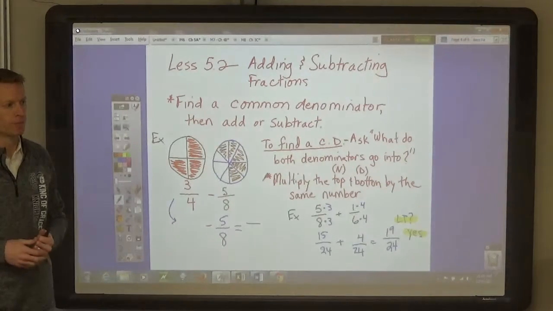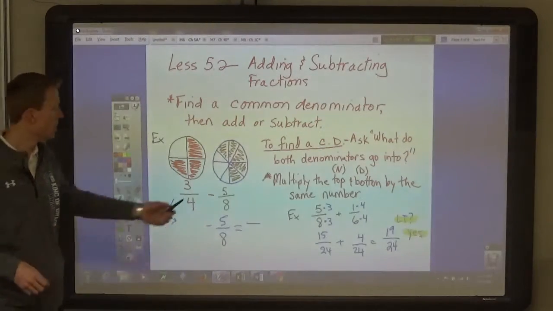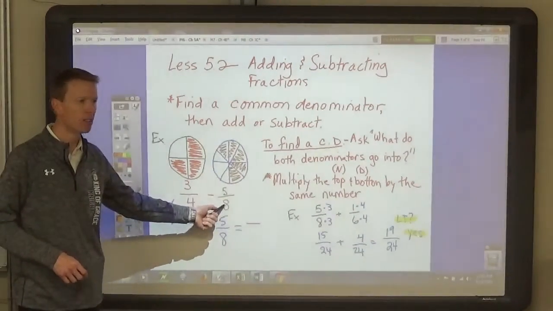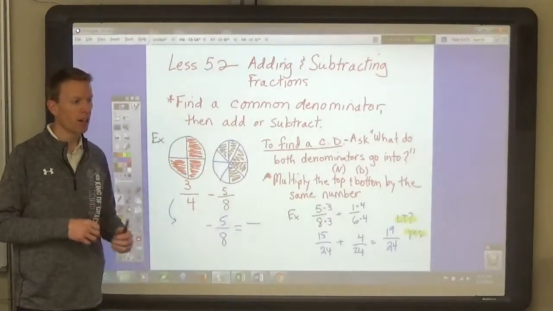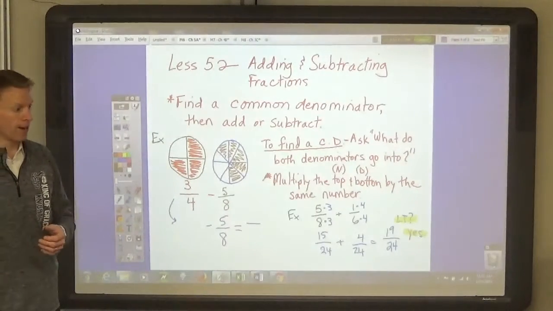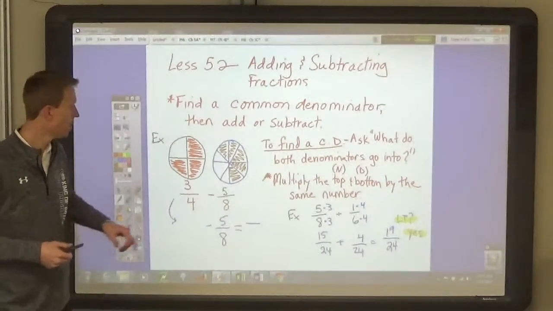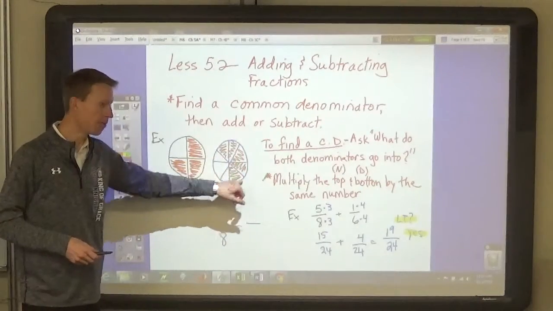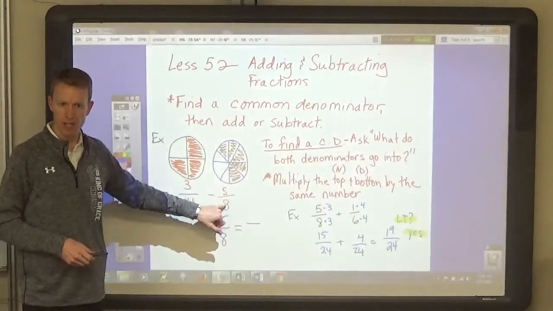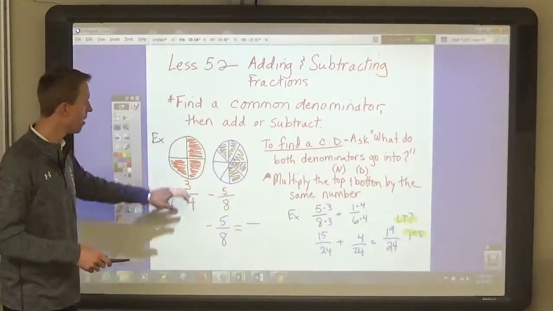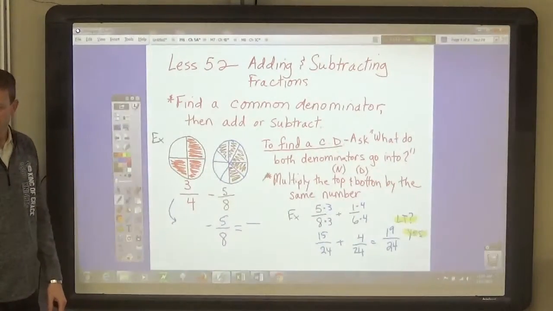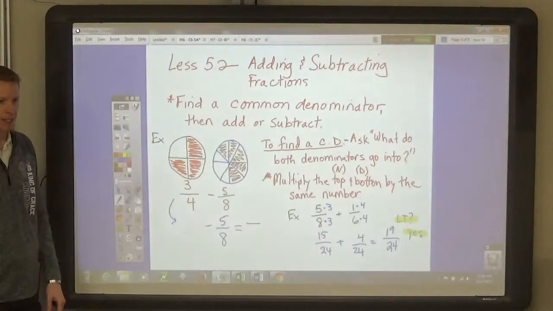It's 5 parts shaded out of something. Okay, it's the number of pieces, or the number of parts, out of the denominator, the total amount. So it tells you the total amount of pieces, but it also tells you the size of the pieces. Which one has bigger pieces in these two diagrams? 3/4 has bigger pieces, doesn't it?